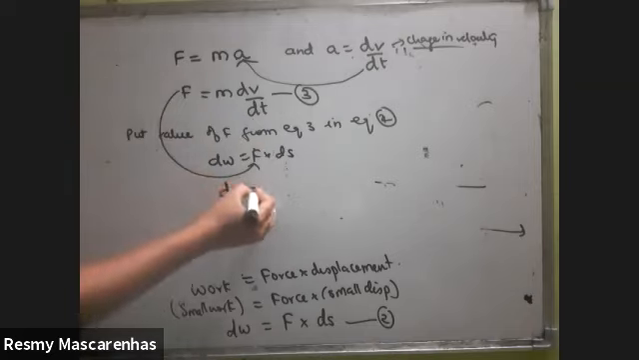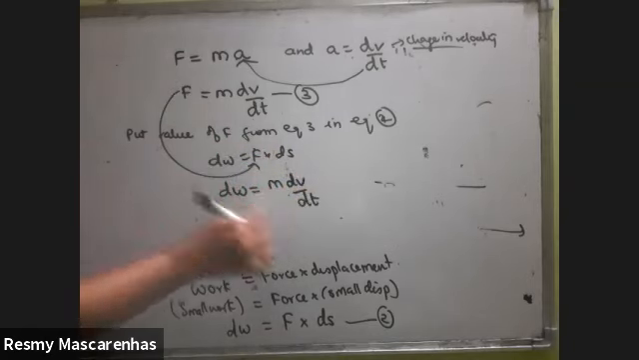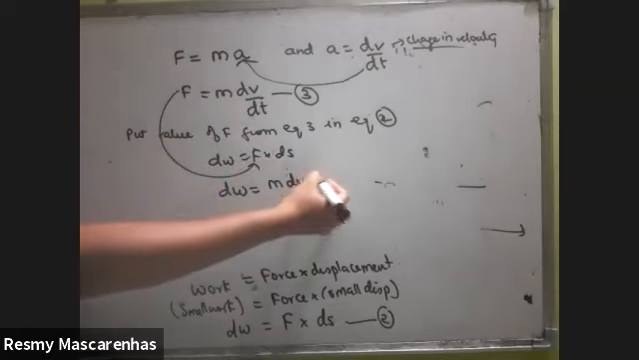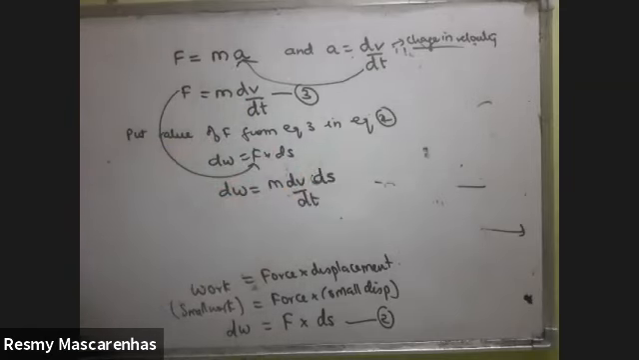dW will be equal to F, which is m dv by dt. Put this value over here, and this ds is already there. So I put the value of F over here. Equation 3 I have to put in equation 2.